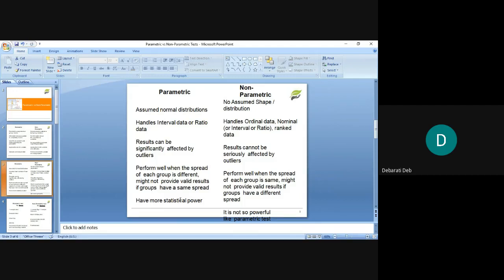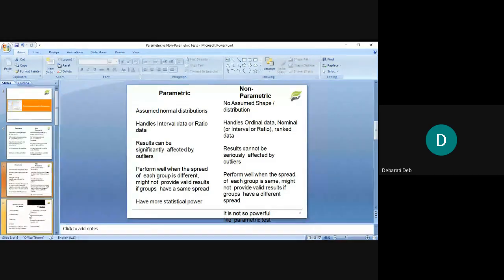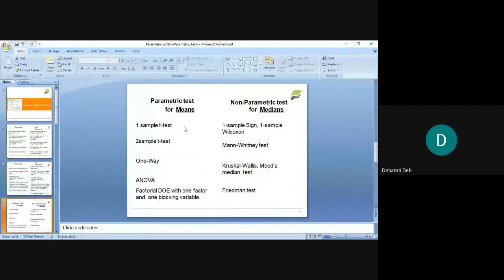Have more statistical power. Parametric test will have more statistical power, whereas non-parametric tests are not so powerful, because in non-parametric tests you don't have any information about the population, you cannot assume anything about the population. That is why the results are also not so powerful, whereas in parametric test the results are more powerful. You have strong data.